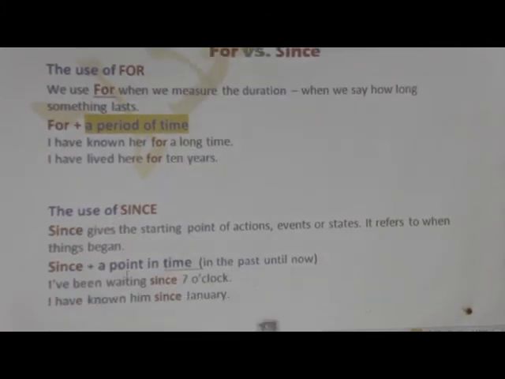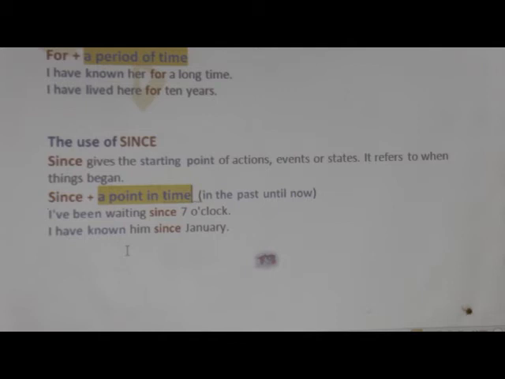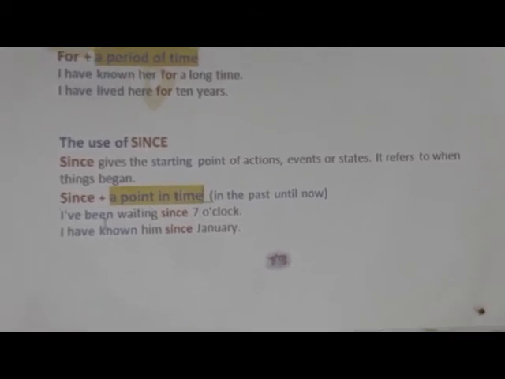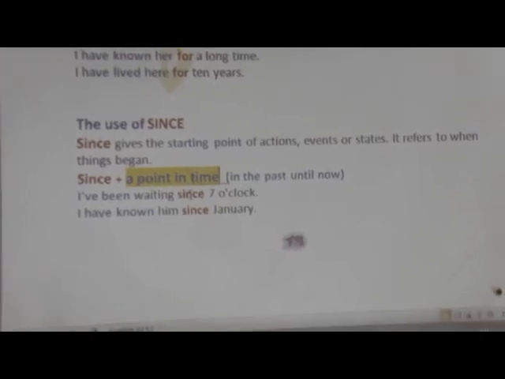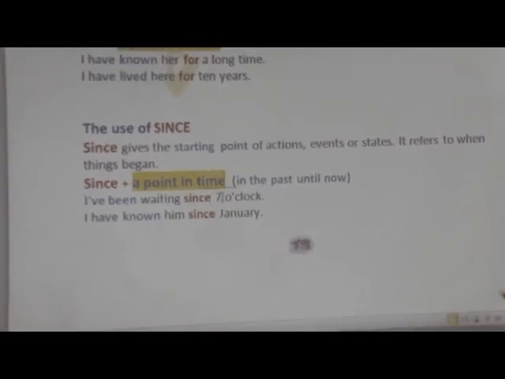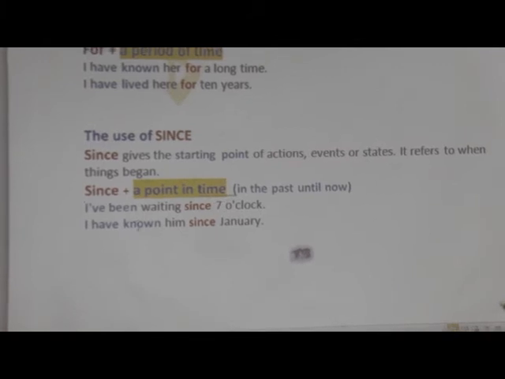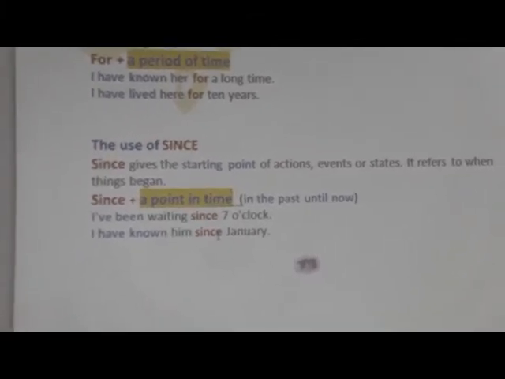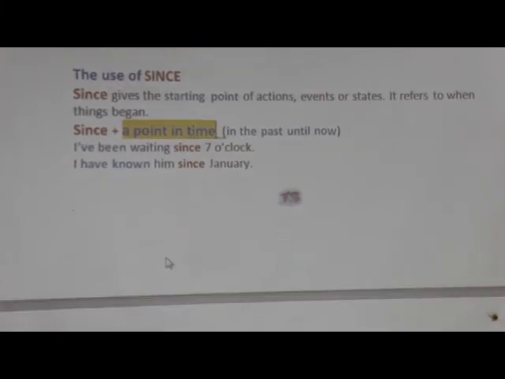While since is used to start a point of action, definitely to talk about a point in time. Again, we use since to talk about a point in time. So here we are talking about something and we are talking about the starting point of this thing. So I've been waiting since 7 o'clock. Since 7 o'clock is the starting point of this action. I've known him since January. I've lived here since 2013.